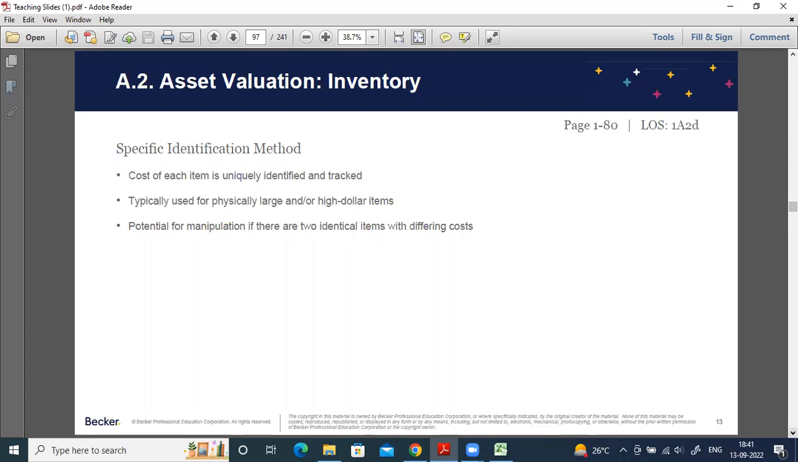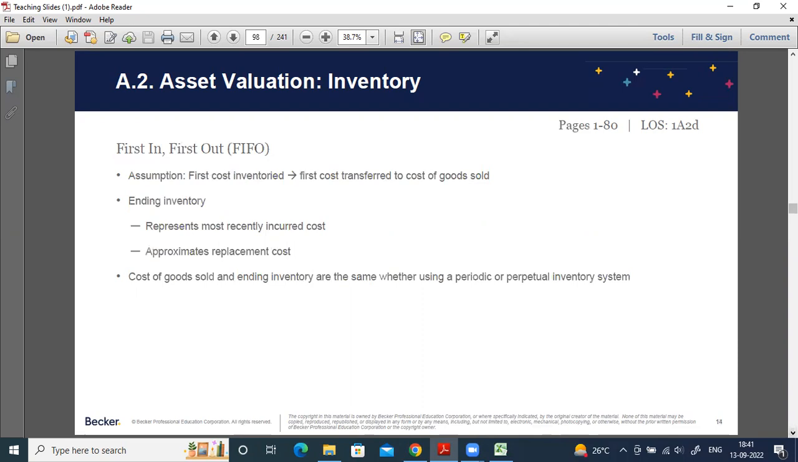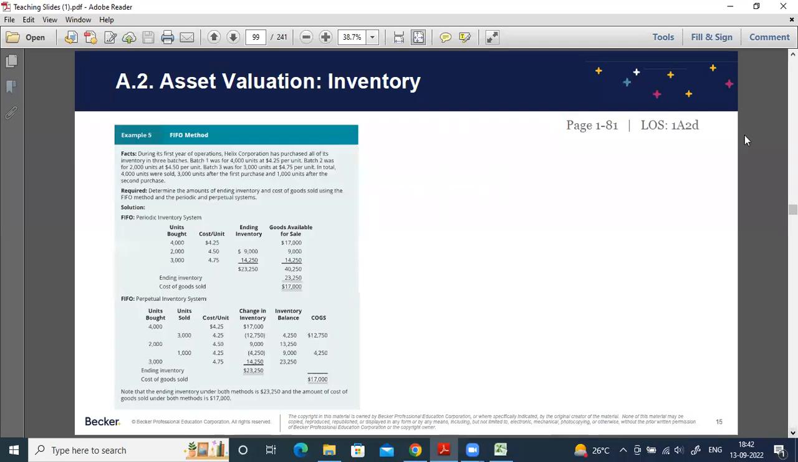So here the cost of each item is uniquely identified and tracked, typically used for physically large or high dollar items. There is potential for manipulation if there are two identical items with different cost. This is the specific identification method. And the next one is the first in, first out method. Let me explain the first in, first out method with a small example.